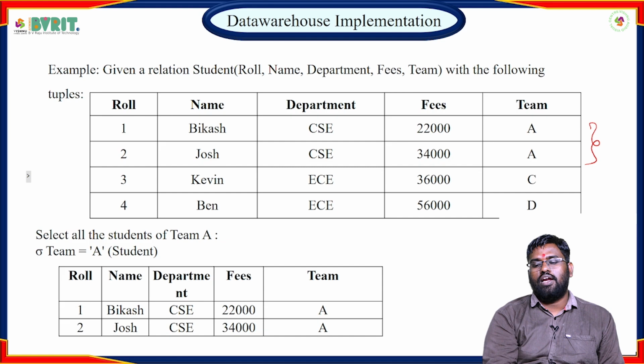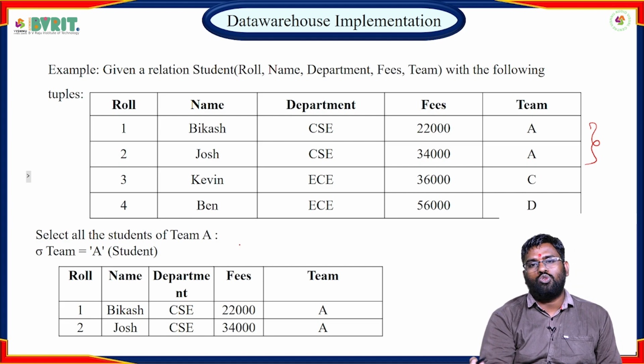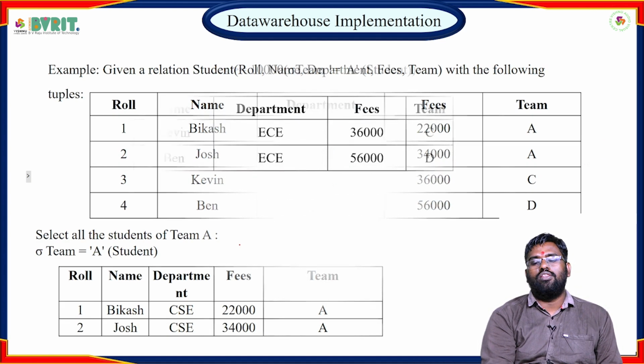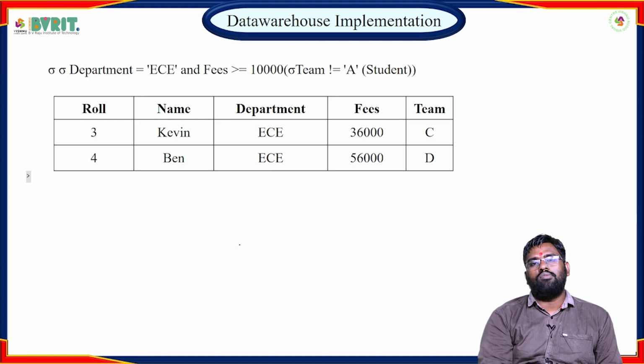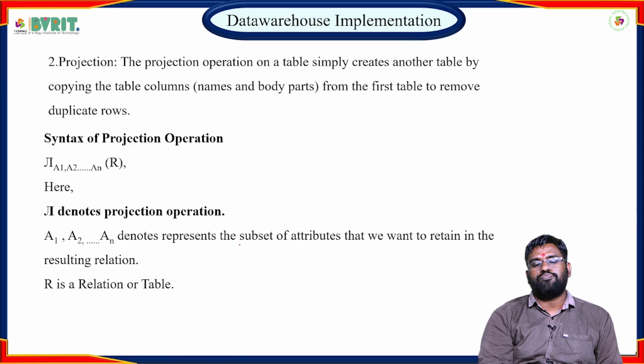So the next two rows, greater than or equal to 10,000, means this third row and fourth row. All these conditions have to be satisfied. Team not equal to A means the first two rows will not be retrieved, so the next two rows, C and D, will be retrieved. So that is about the multiple attributes selection operation.